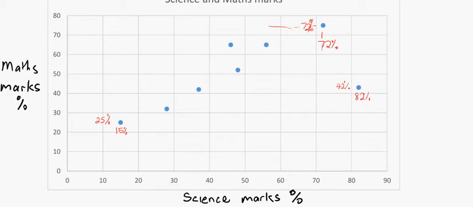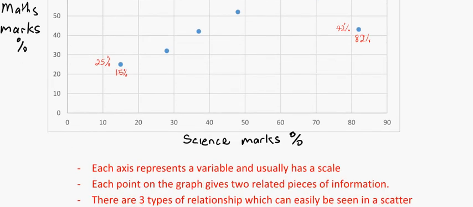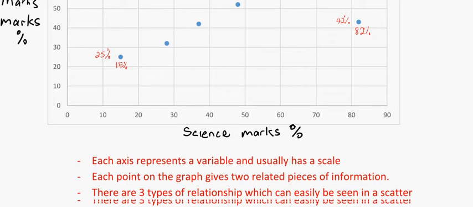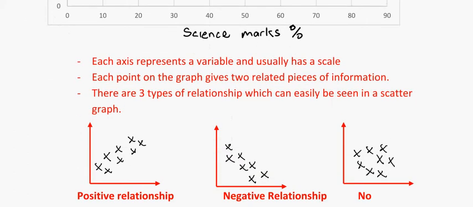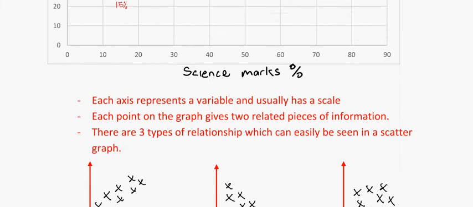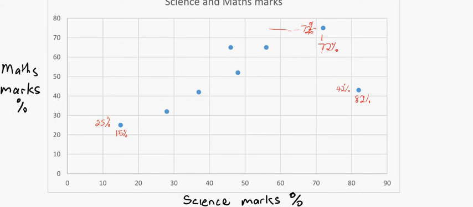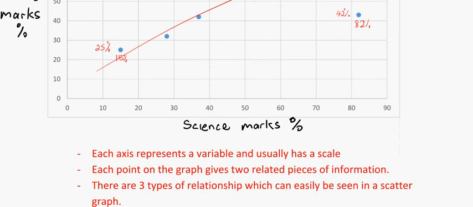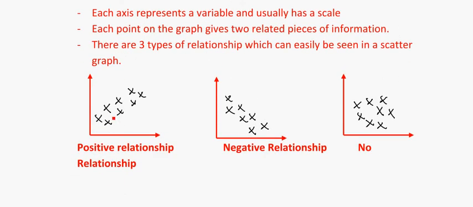Okay, so each axis represents a variable and has a scale, and each point on the graph gives two related pieces of information, one for science, one for maths. And there are three types of relationships which can be easily seen in a scattergraph. If it goes up, which this one here does, if I was to put a line of best fit through here, it would definitely be an upwards line. And that means that generally the better you are at science, also the better you are at maths. And this is this positive relationship.